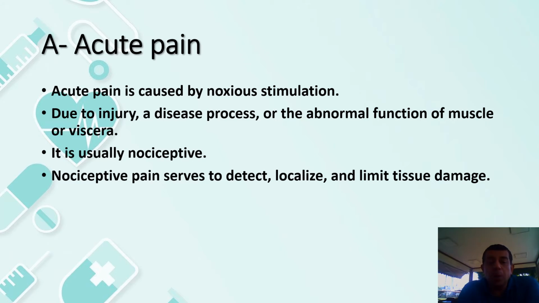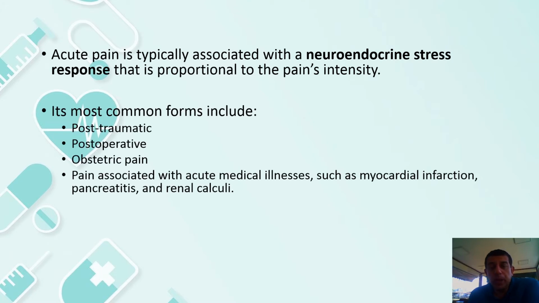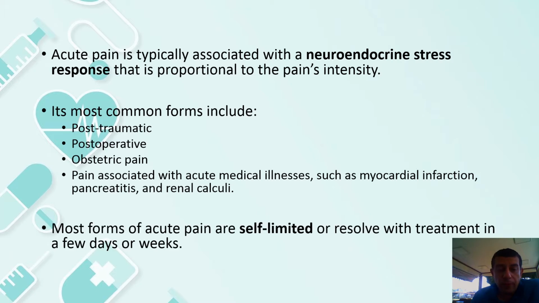Well, acute pain is usually caused by noxious stimulation. It is due to injury of a certain part of the body, whether superficial or deep. Acute pain produces a neuroendocrine stress response, which is very important in our field. Most pain comes from post-traumatic or post-operative causes. This is very important for the anesthetist. Also obstetric pain and pain associated with medical illness such as myocardial infarction. Most acute pain is self-limited.